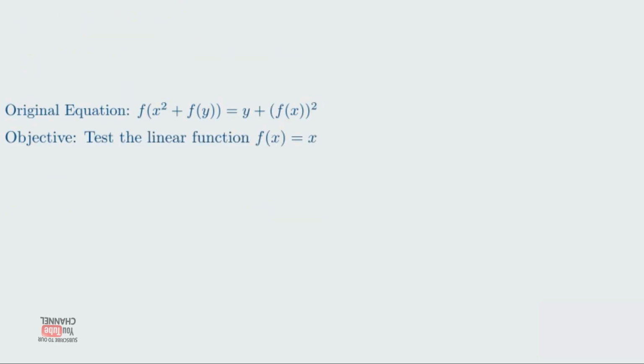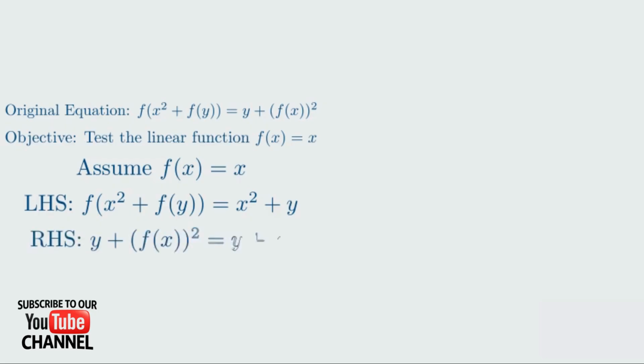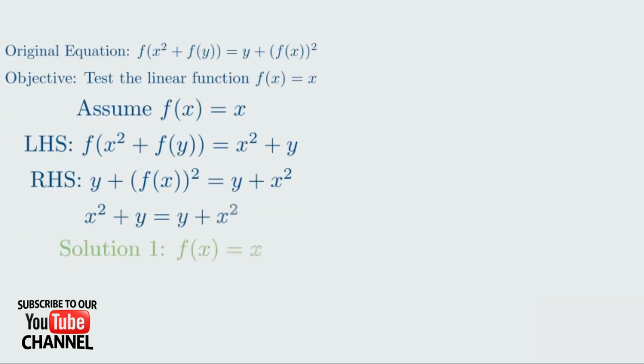Now that we know the function has good properties like injectivity, let's test some simple forms. A common candidate for functional equations is the identity function f of x equals x. Let's see if it works. If we substitute this into the left side of our original equation, we get x squared plus y. Now, let's look at the right side of the original equation using this same assumption. x squared plus y equals y plus x squared. Since both sides are identical, f of x equals x is indeed a solution.